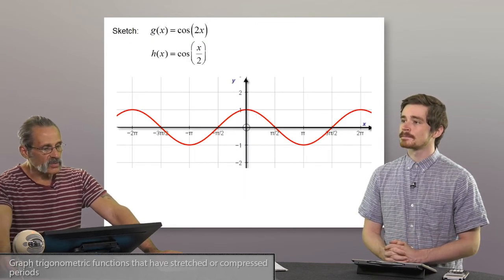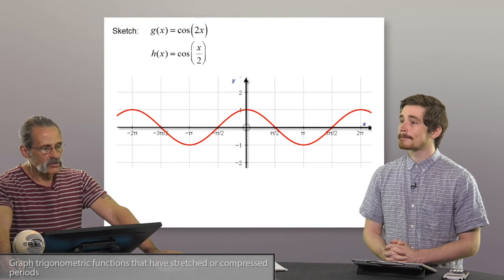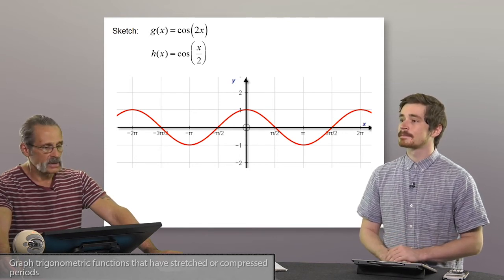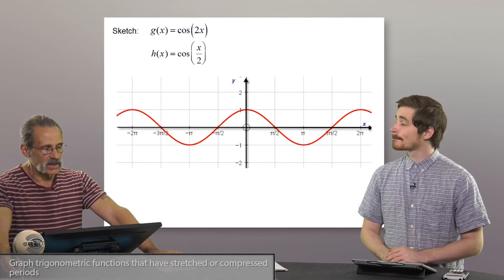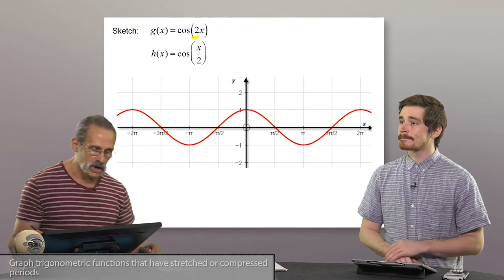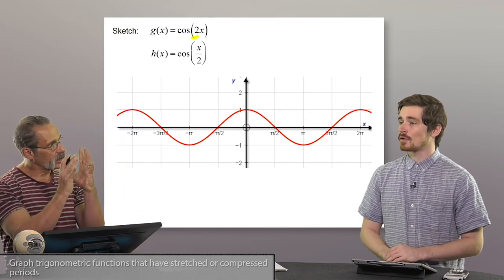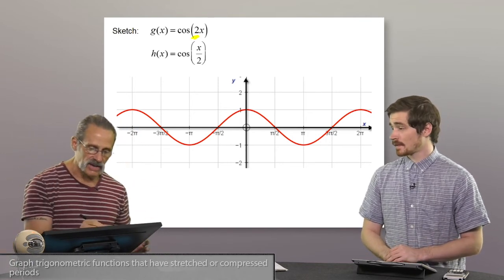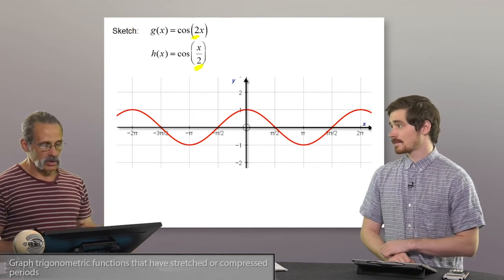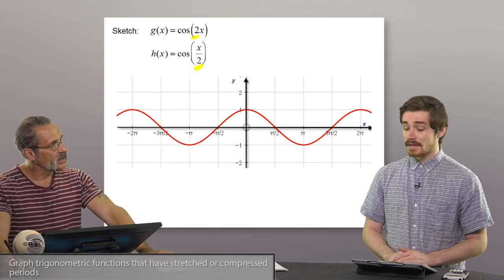So what we're going to do is see if we can use this information to graph g of x, which is cosine of 2x, and h of x, which is cosine of x over 2. Again, if your value of b is greater than 1, you will have a compression. And if that value of b is between 0 and 1, you'll have a stretch. You want to see if you can give it a shot? Yeah, let's do it. All right.